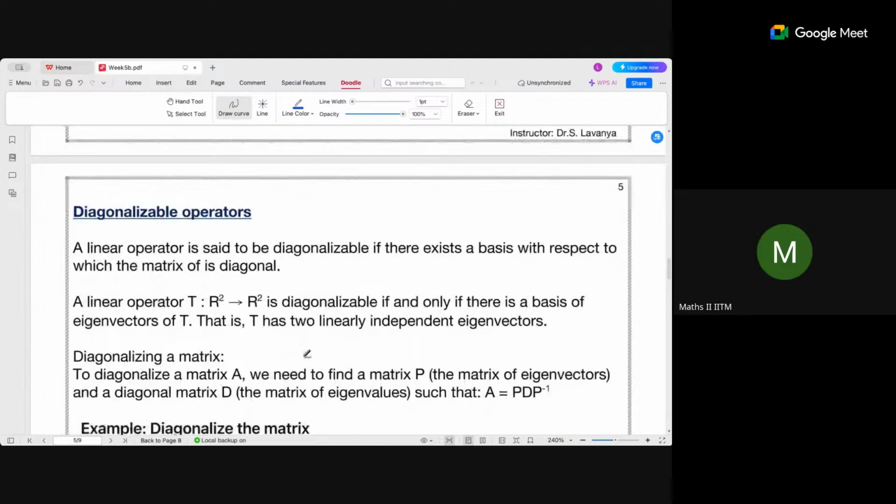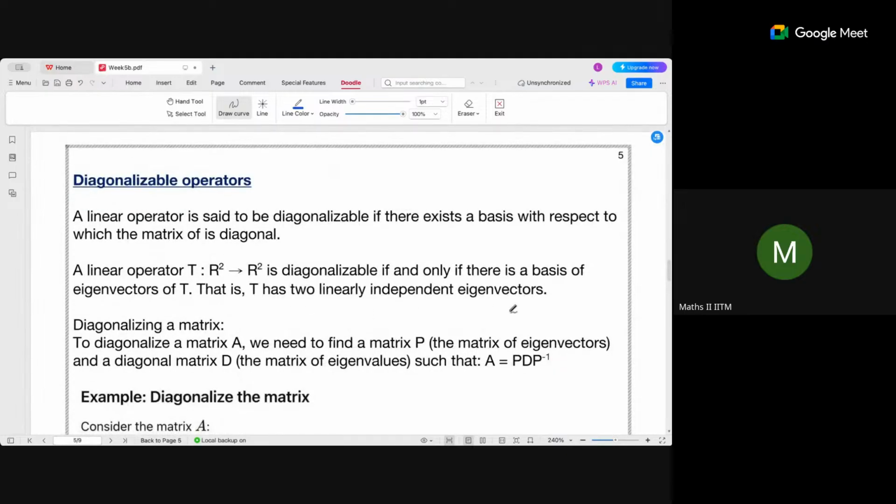So it means what? We need at least two linearly independent eigenvectors. So this is the definition and the condition. The first one is the definition and this is the condition. What is the condition? We need a basis of eigenvectors.